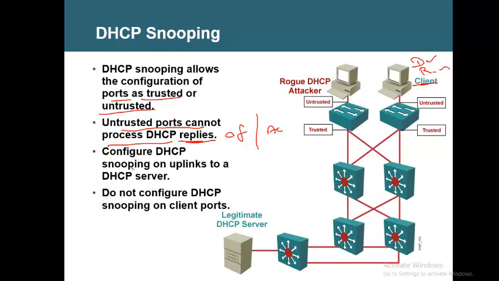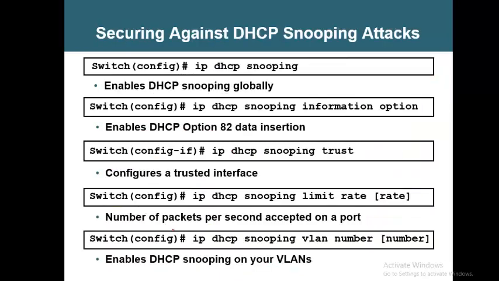Configure DHCP snooping trust on the uplink to the server, and do not configure it on the client port, meaning you make trust on all the uplink ports towards the legitimate DHCP server. This is the command to enable the feature. This is the command to say, I trust this port. Go to the legitimate DHCP server port and all other upstream ports in the path and use this command. At last, you need to enable this for the VLAN or VLANs.